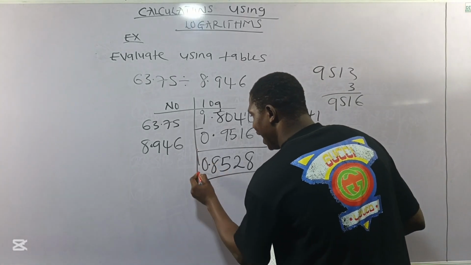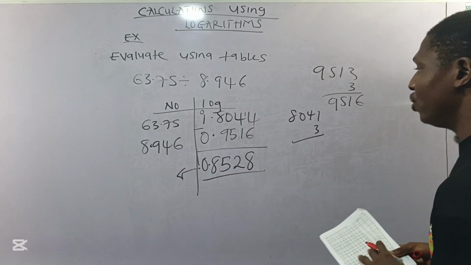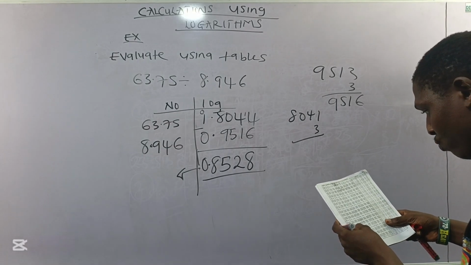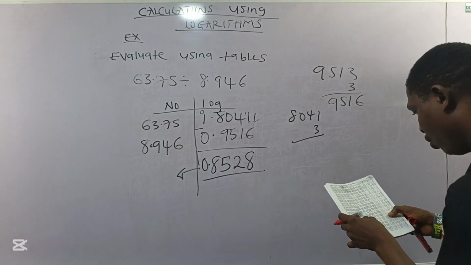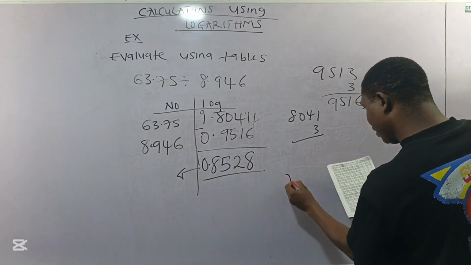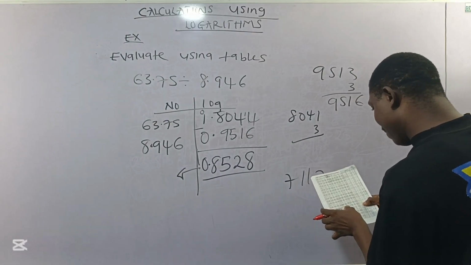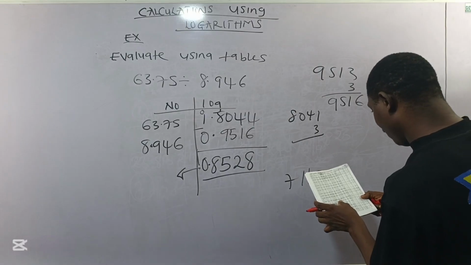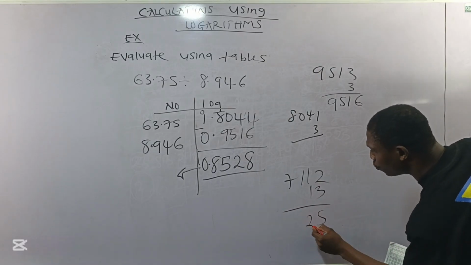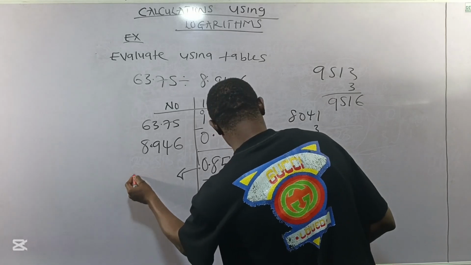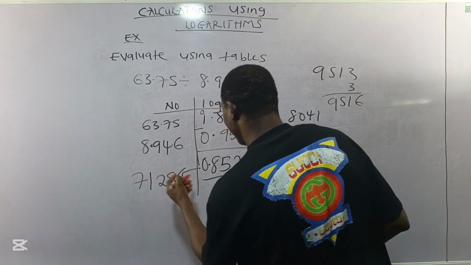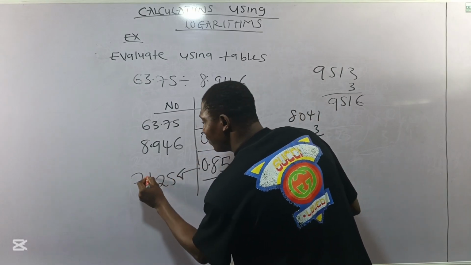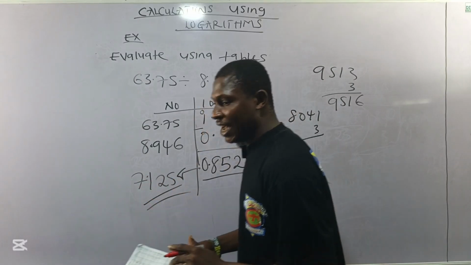0.8528. So to get the antilog of 0.8528, I simply use my antilogarithm table to check 85 under 2, which gives me 7112. And my difference 8 will give me what? 13. And I'll have 7125. So I therefore have the antilog as 7125. But I'll use my 0 to determine where my point will be. 0 plus 1 will give me 1. So I have 7.125 as my what? Answer.